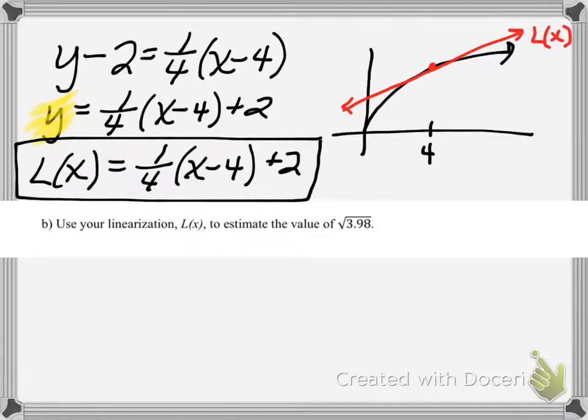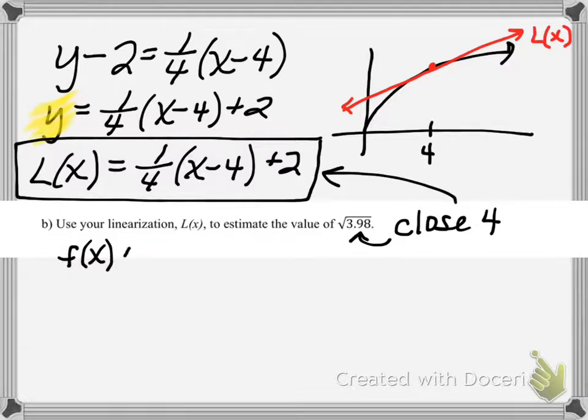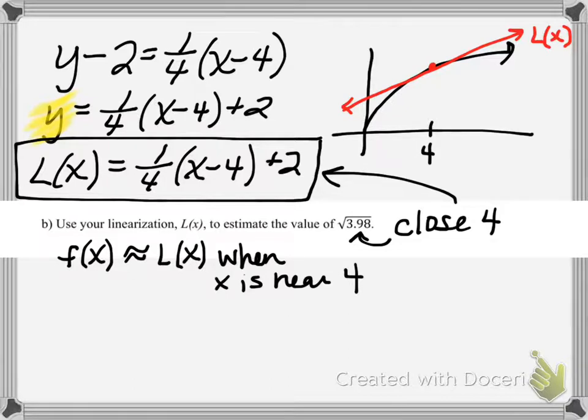So, because 3.98 is very close to 4, our linearization, our equation for the tangent line in part A, will work to help us estimate the value of the square root of 3.98. Remember, the idea is that our function f of x can be estimated using the tangent line equation that we've created, as long as we're looking at values when x is near 4. So because 3.98 is close to 4, our linearization can be used to estimate the function that we were given.